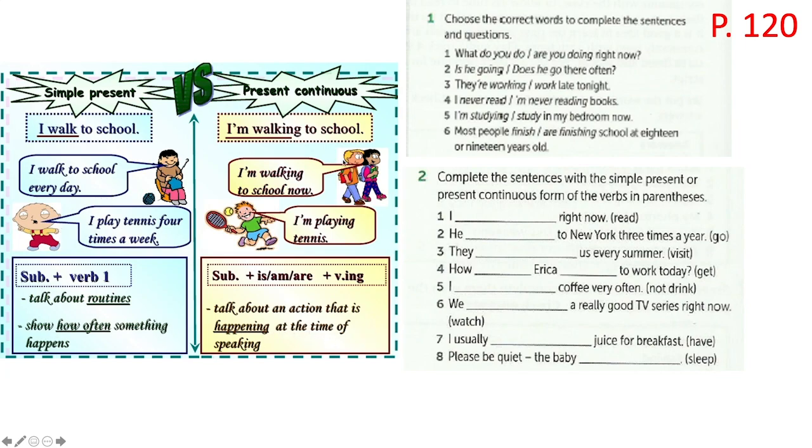And here we have some examples. Look at this. I walk to school. I'm walking to school. Here, when you say I walk to school, maybe you are referring to something that you do every day. I walk to university because I live very near the university. That's something part of my routine. But if I say I'm walking to university or I'm walking to school, that means that you are doing it now.